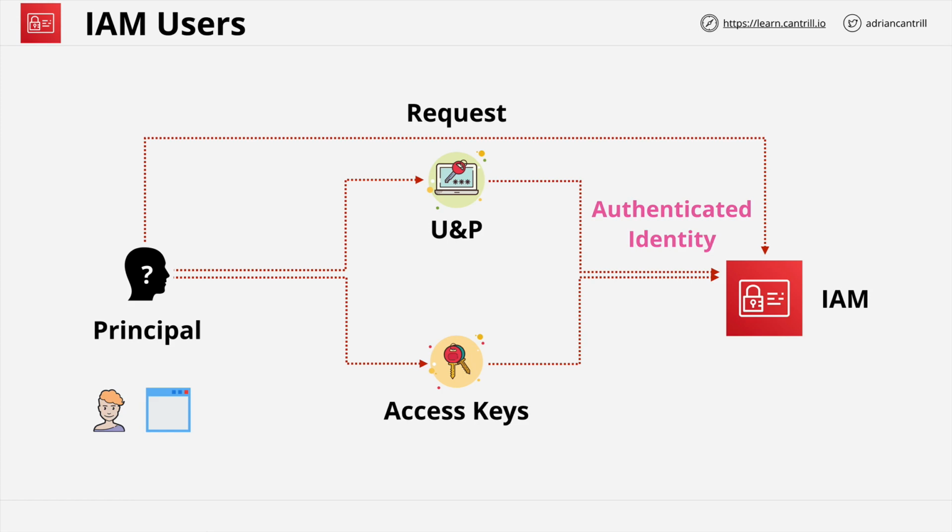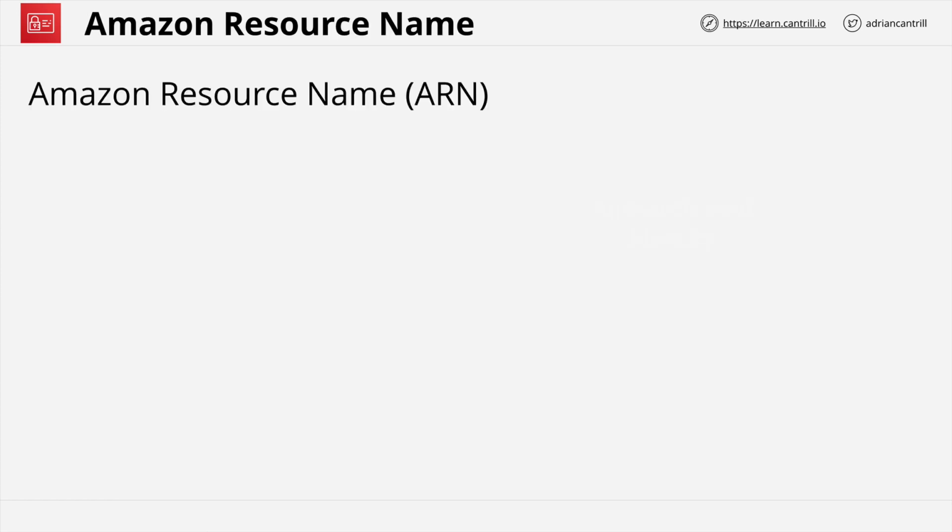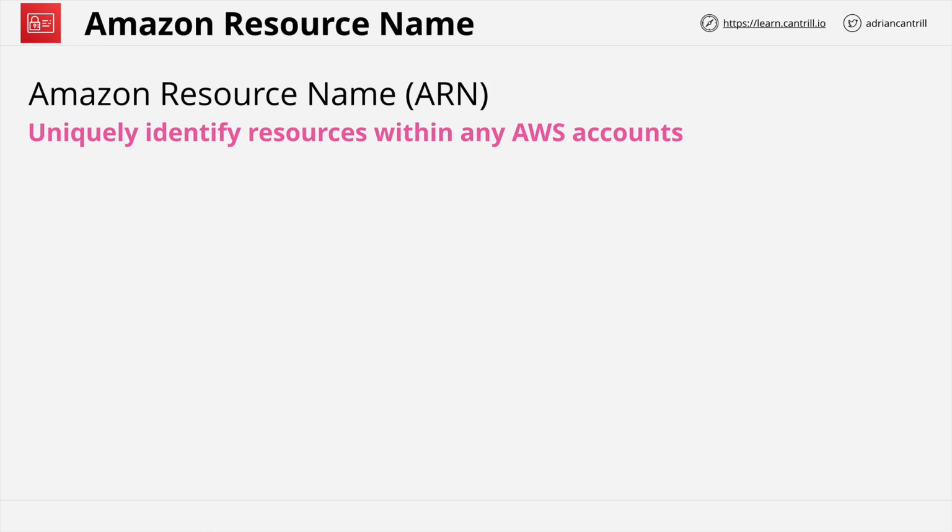Now, before we move to the demo, there are just a few more things that I want to talk about, and one of them is Amazon Resource Names, or ARNs. ARNs do one thing, and that's to uniquely identify resources within any AWS accounts. When you're working with resources using the command line or APIs, you need a way to refer to these resources in an unambiguous way. ARNs allow you to refer to a single resource if needed, or in some cases, a group of resources using wildcards.